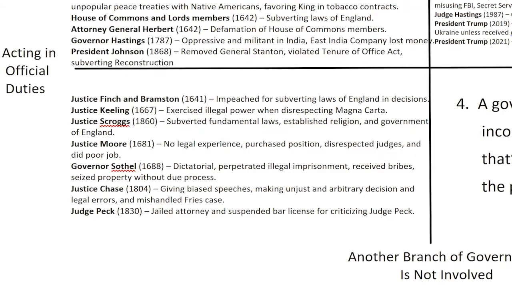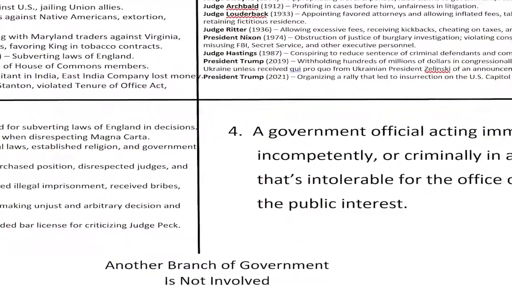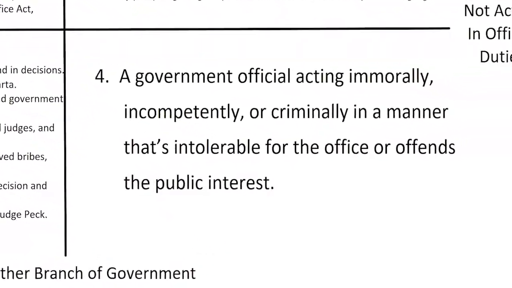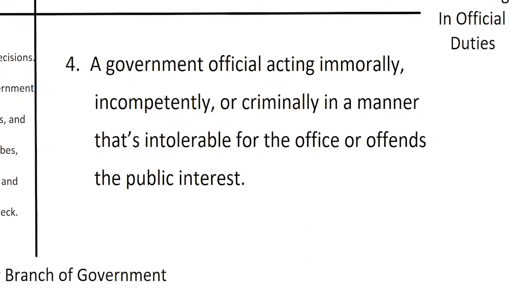Here's an overview of offenses that fall within this third quadrant. It's derogation from the proper functions of the office. It most commonly involves claims of unfair and politicized judges and actions while serving on the bench. Here's the fourth quadrant of impeachable offenses. It involves a government official or judge acting immorally, incompetently, or criminally in an intolerable manner.